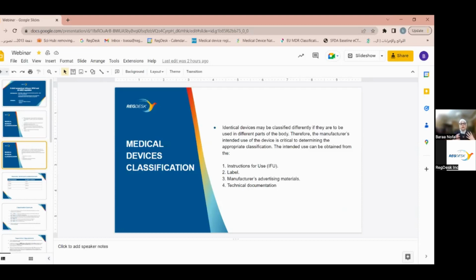because they are used in different parts of the body. So in this case, we need to go back to the instructions for use or the label, or manufacturer advertising materials, or technical documentation to make the correct decision for the classification, in parallel with going back to the rules. What I mean is, we need to go back to the instructions for use and labels. That means we need to understand how the device is used, and then go back to the rules to decide which class we can classify our product.